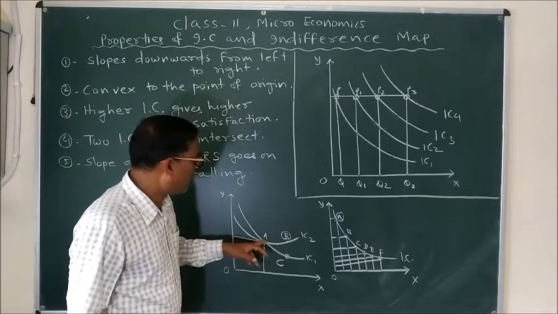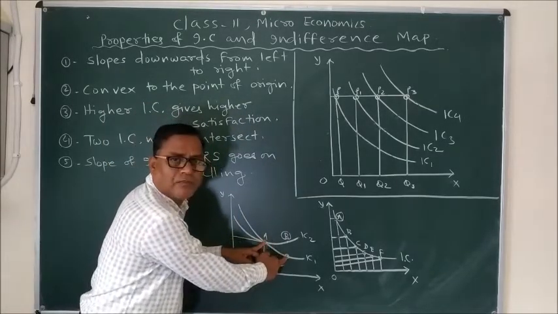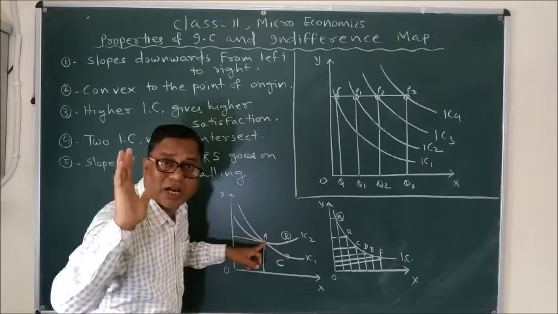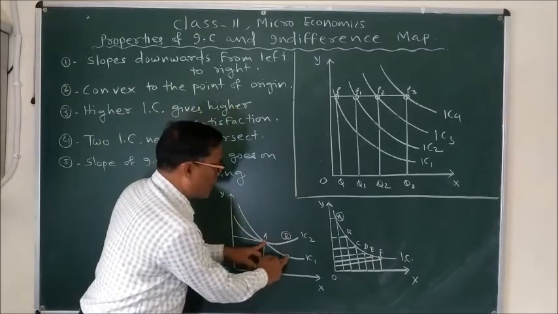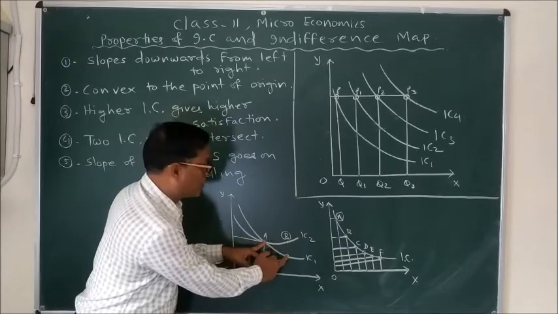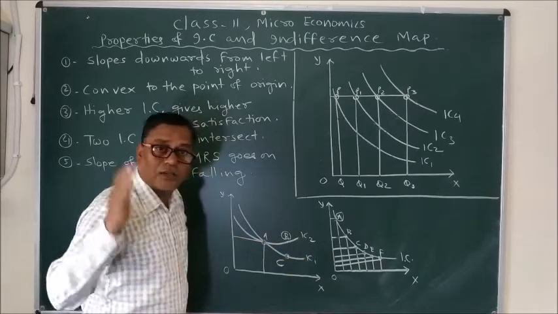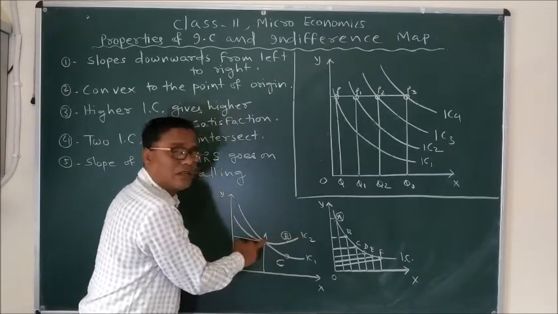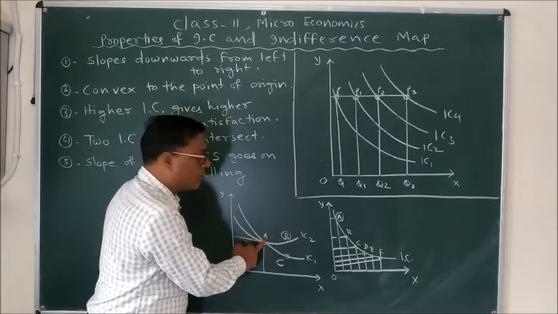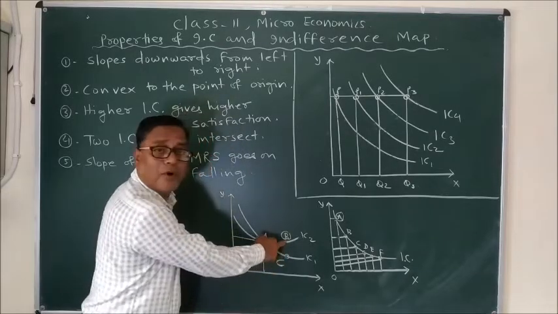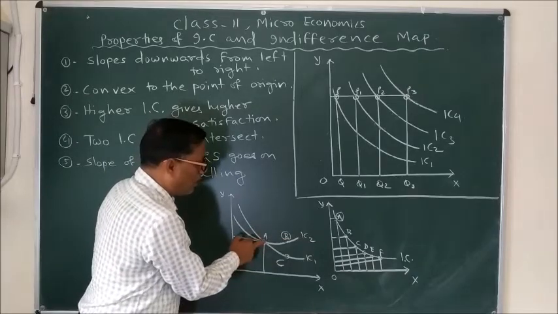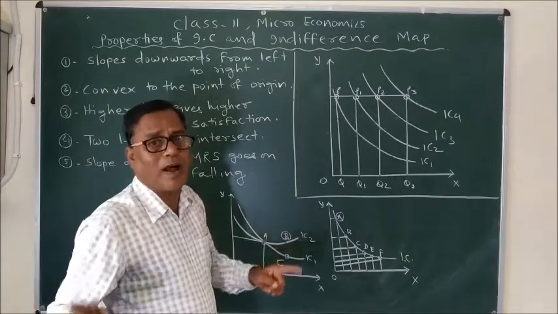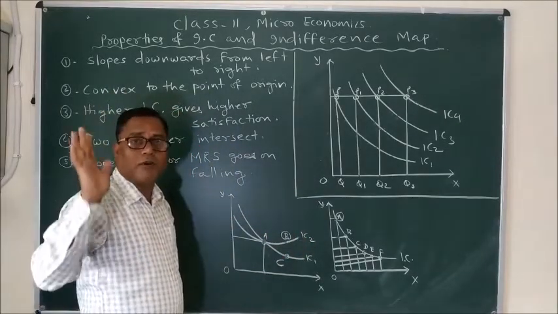Hence, in that case, point A and point C lie on IC1. So the amount of satisfaction the consumer will derive from point A will be exactly equal to the amount of satisfaction the consumer will derive from point C, because both lie on IC1. And at the same time, you can see here point A and B lie on IC2. That means the satisfaction the consumer will get from point A will be equal to the satisfaction he will get from point B. So in this case, all 3 points A, B and C, which are different combinations of X and Y, will give our consumer an equal amount of satisfaction.